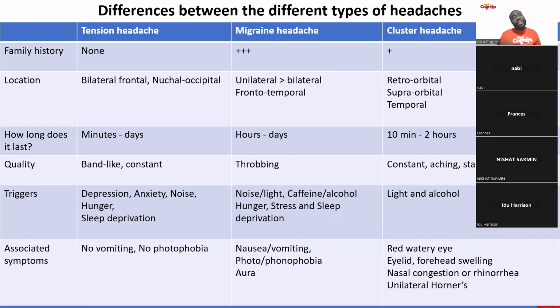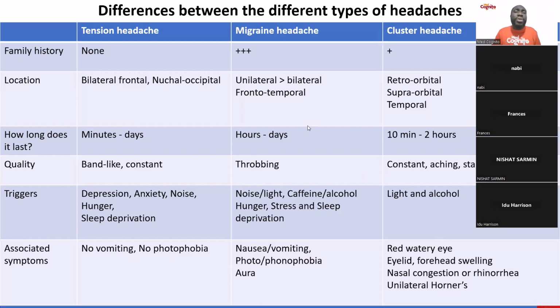And then migraine headache is triggered by noise, light, caffeine, alcohol, and sleep. Cluster headache is associated with light and alcohol. And for associated symptoms, tension headache usually has no vomiting and no photophobia. Migraine headache, and I see them a lot in the emergency room. After this class, I'm going to the emergency room to work. A lot of them come in and want you to put off the lights in the room because the headache is too much. They may have phonophobia, they may have an aura. And cluster headache, they may have a red, watery eye, eyelid or forehead swelling, and nasal congestion.